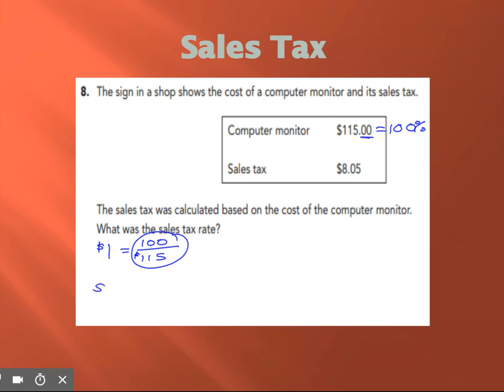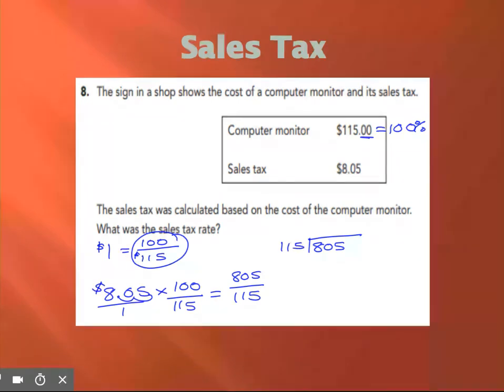So now I'm going to multiply my sales tax amount by the fraction 100 over 115. And again, because I'm multiplying by 100, I'm just moving that decimal over 2 spaces. So I get 805 divided by 115. So I'm going to give 7 a shot here. 805 divided by 115. So I want to see what 115 times 7 is to see if that goes in.